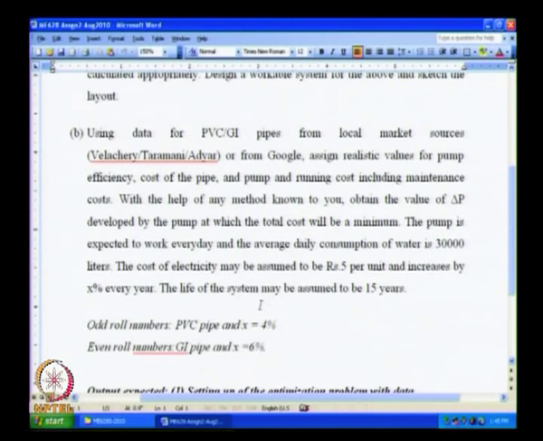Capacity is 15,000 liters and it takes 100 minutes to fill. The cost of electricity may be assumed to be 5 per unit and increases by X% every year. The life of the system may be assumed to be 15 years. Odd roll numbers we will work it out for PVC and X is 4%. Even roll numbers we will work it out for GI pipe and X is equal to 6%, so that at least I have 2 copies. Okay, so it cannot be only one. So we need 2 original designs.